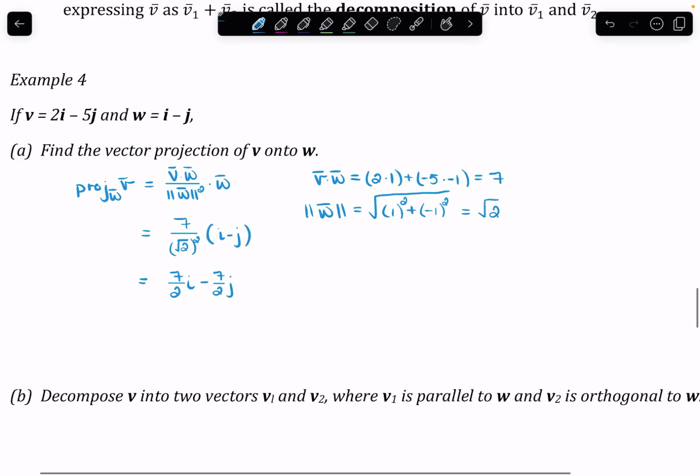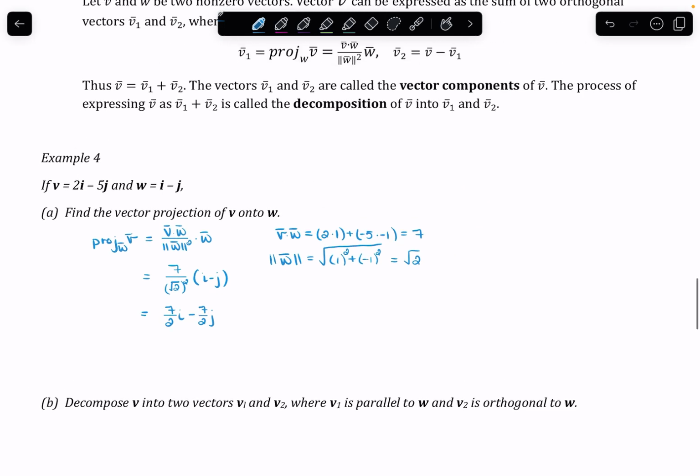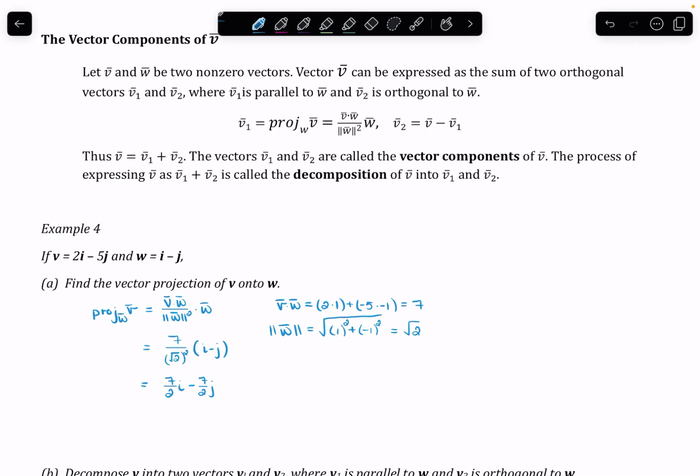Now that we've done the projection, decompose v into two vectors, v1 and v2, where v1 is parallel to w and v2 is orthogonal to w. All right, so back up to this second one here. So decomposing it, it says v1 is equal to the projection of v onto w. Let's say that right. So the vector we just found, that is vector 1.